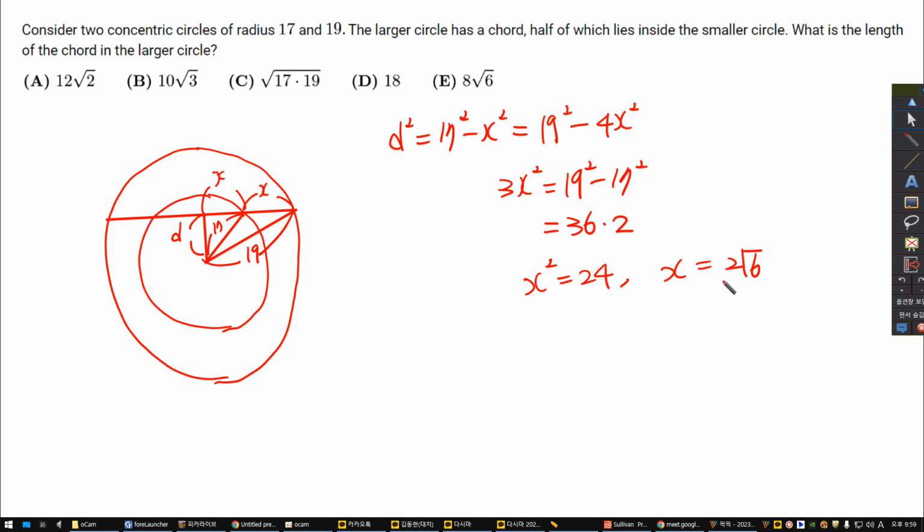Yeah, so what will be the length of the chord if x is 2 times the square root of 6? There are 4 x's. Yep, E. 8 times square root of 6.